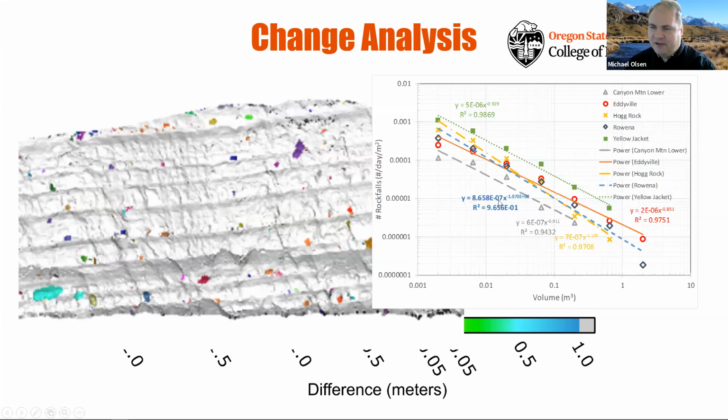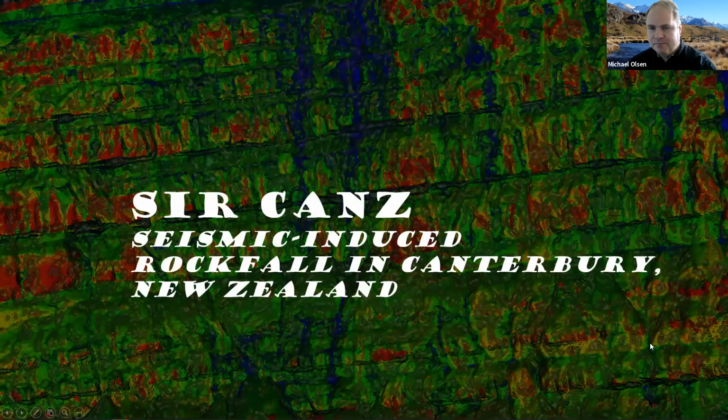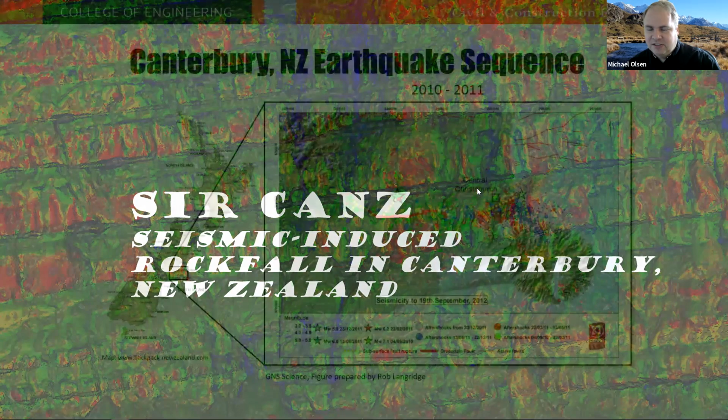The scaling coefficient, we'll talk a little bit about this in terms of seismic, is what dictates how high or low this is and dictates the hazard between the sites. So now we'll jump over, we went to Alaska, Oregon, now we're going to jump down to New Zealand and talk a little bit about the Canterbury earthquake sequence and some implications in terms of rockfall.